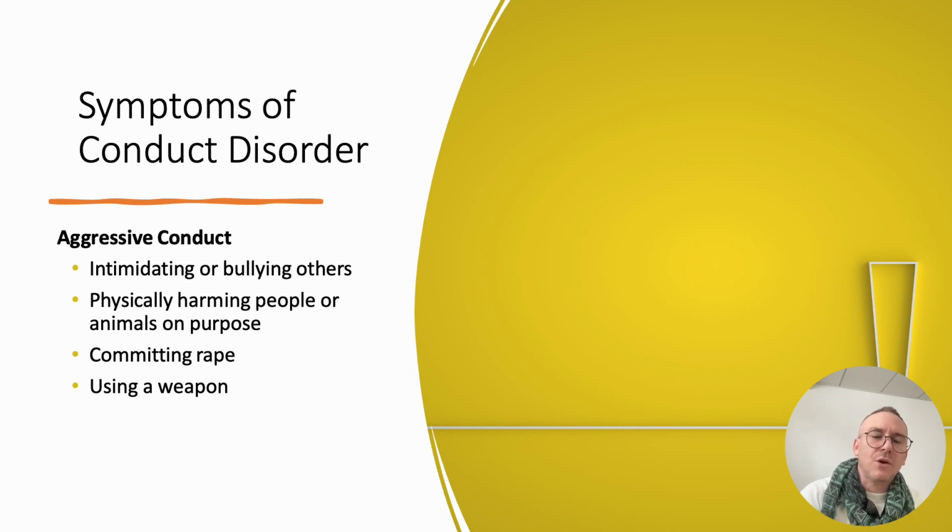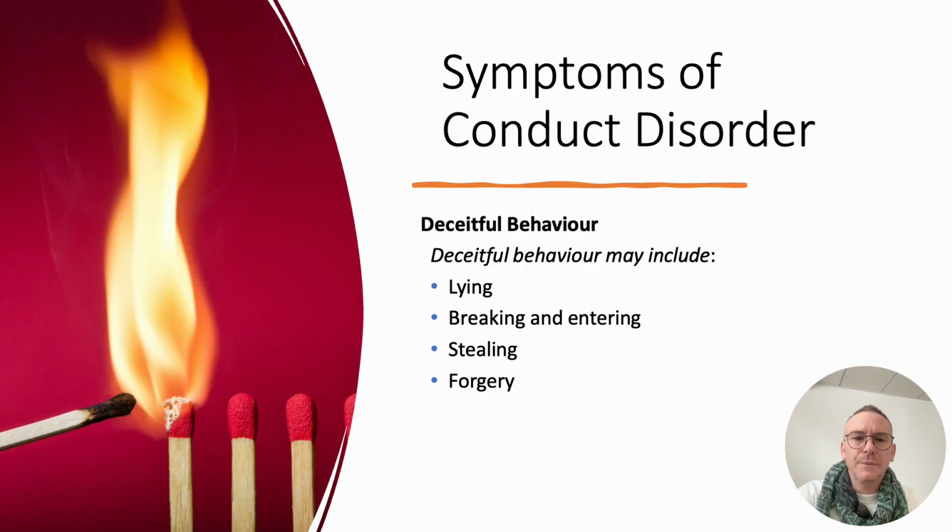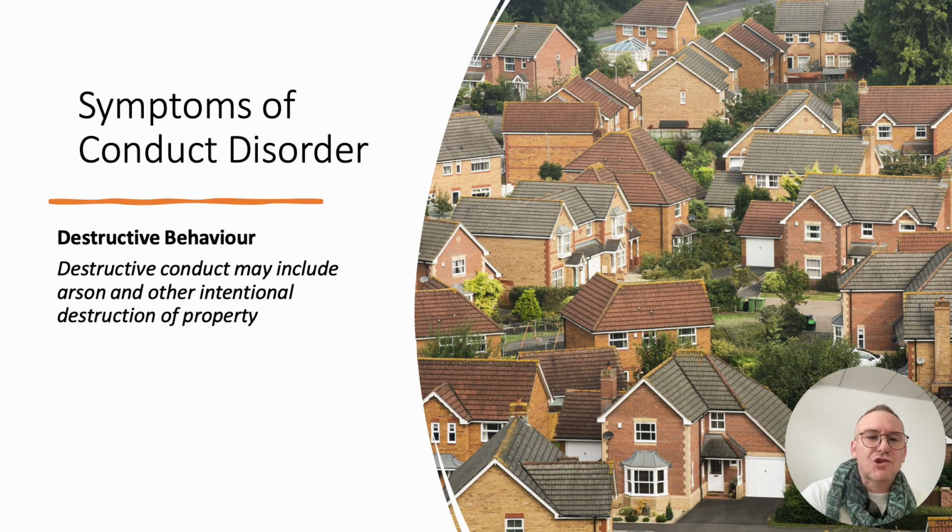So what are the symptoms of conduct disorder? I hear you cry. Well, we have a few slides on this, so I'll walk you through them. The first thing that we're looking at is aggressive conduct, and that might be intimidating or bullying others, physically harming people or animals on purpose, committing serious sexual misconduct such as rape, using a weapon, for example. Moving on, deceitful behaviour, which could include lying, breaking and entering, stealing, forgery. Destructive behaviour, which could include arson, for example, burning a building or property, and the intentional destruction of property.